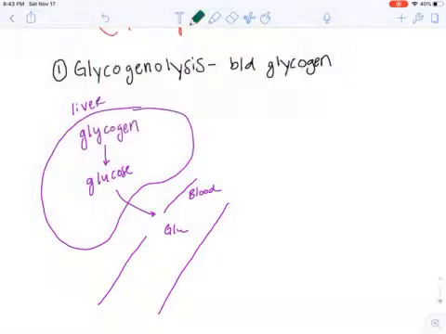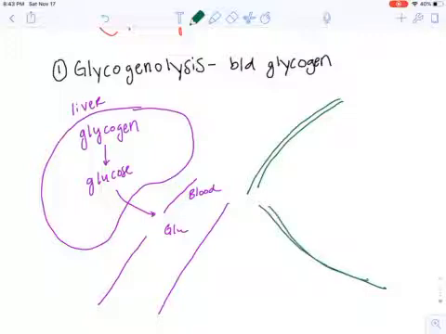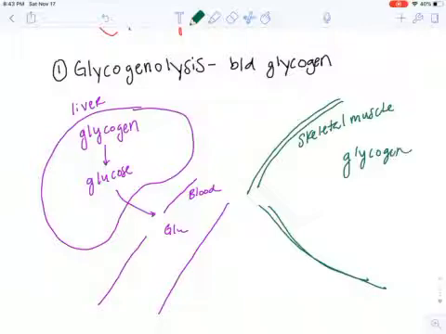Now, skeletal muscle is the second place where we store glycogen. So this is going to be our skeletal muscle. And something that's different here is that the glycogen is basically trapped inside. So that glycogen is going to break down to what we call glucose 6 and then provide ATP right there locally. So again, it's only able to work on that actual muscle.